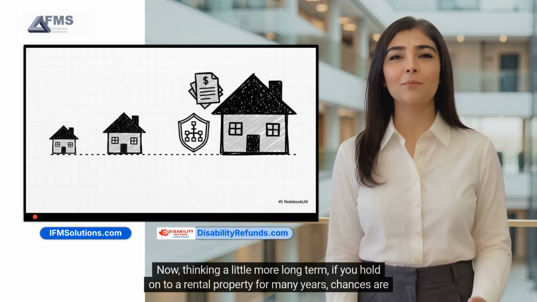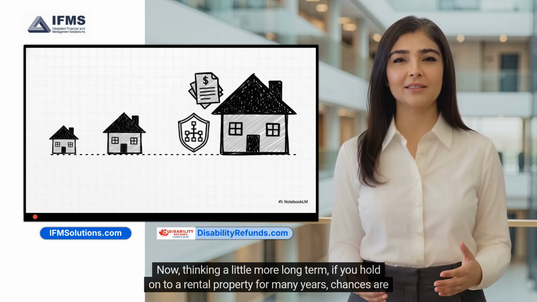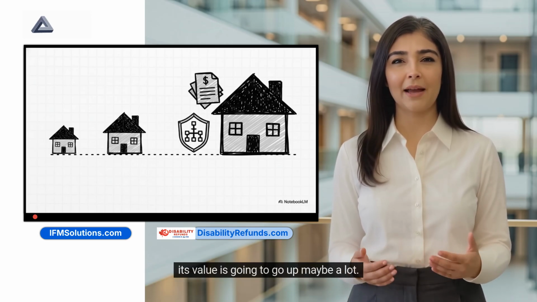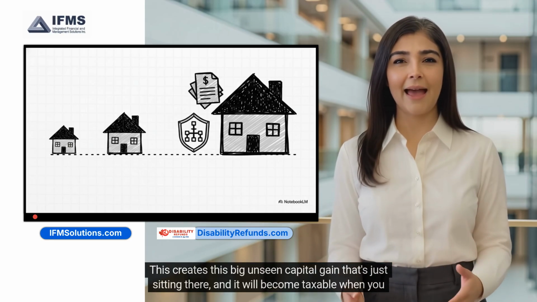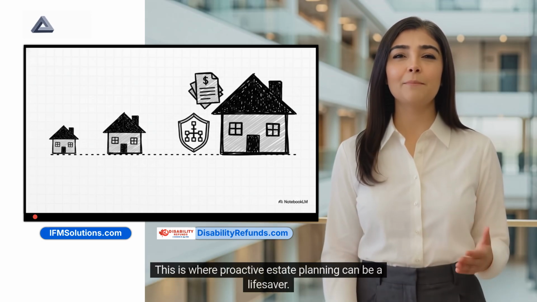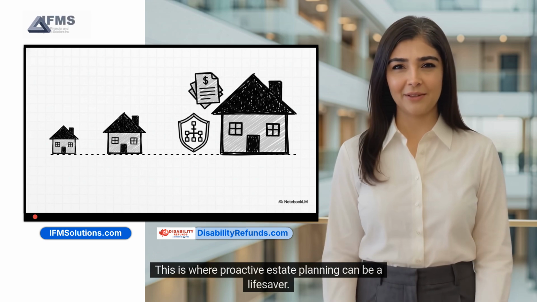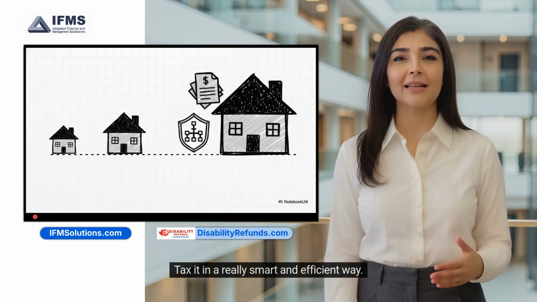Now, thinking a little more long term, if you hold on to a rental property for many years, chances are its value is going to go up, maybe a lot. This creates a big unrealized capital gain that's just sitting there, and it will become taxable when you sell or when you pass away. This is where proactive estate planning can be a lifesaver. It can help you manage that future tax in a really smart and efficient way.